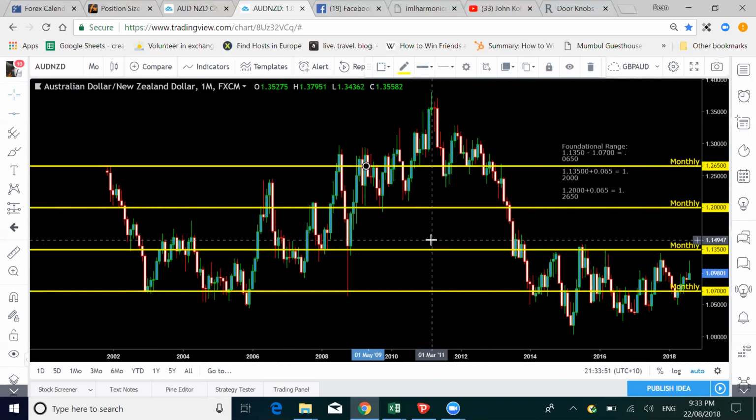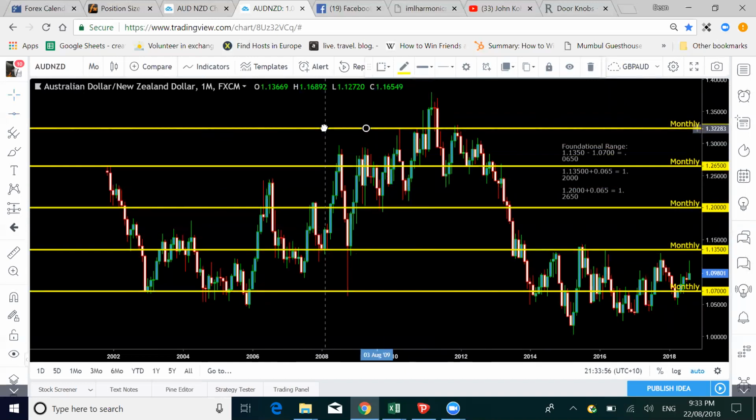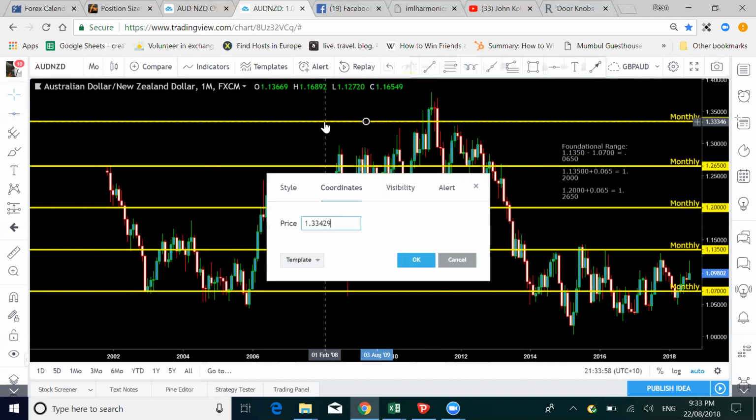Okay, we could probably fit another one in. So let's move that up to about here, and that's going to be 1.265 plus 0.065 again, 1.33.